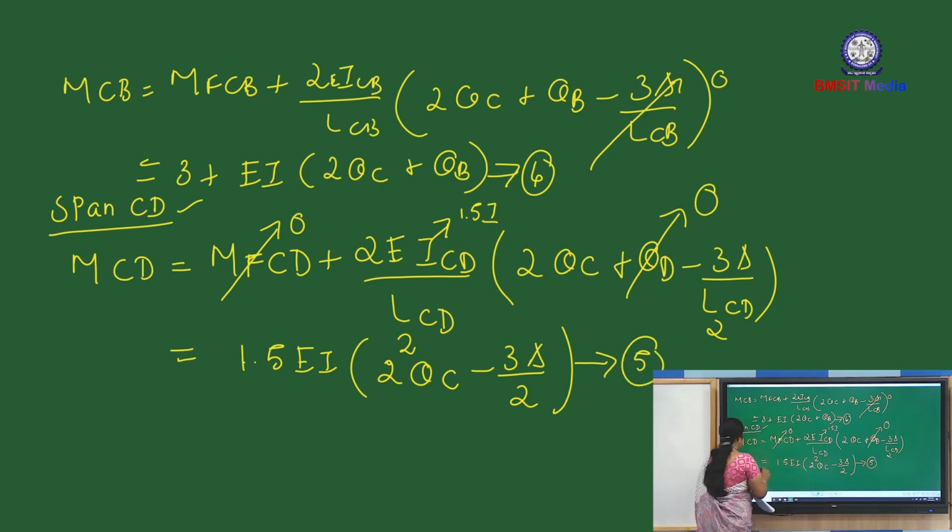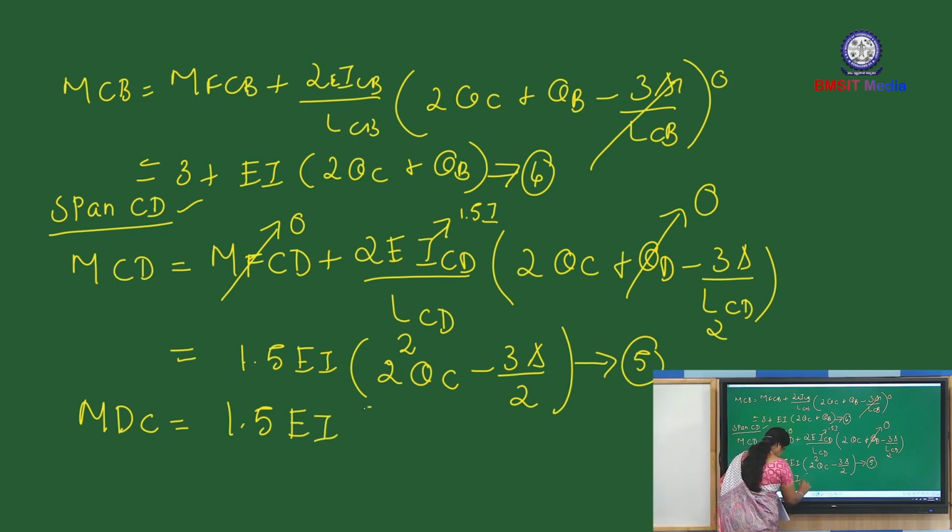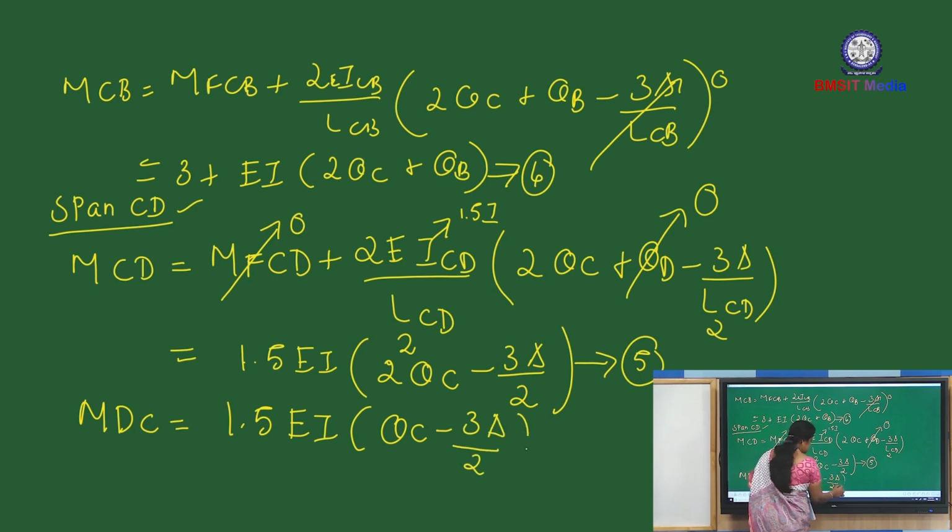So similarly for MDC equal to 1.5 times EI into theta C minus 3 delta divided by 2. This is equation number 6.